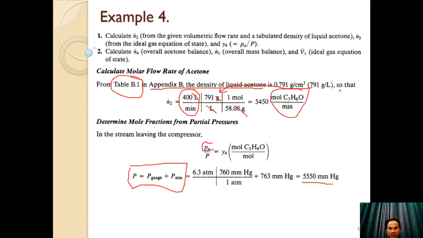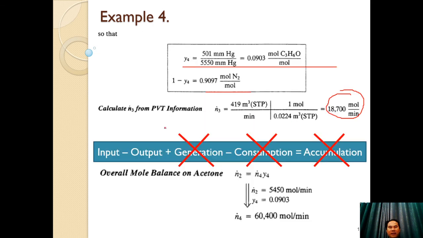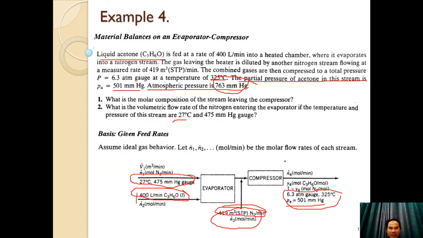Okay, you know N2, you know N3, you know Y4. You have only 2 balances, that's right, and N1 and N4 are unknown. And V1 you can calculate based on N1. First step, you do the overall balance of acetone. Overall balance means you balance over the whole system.